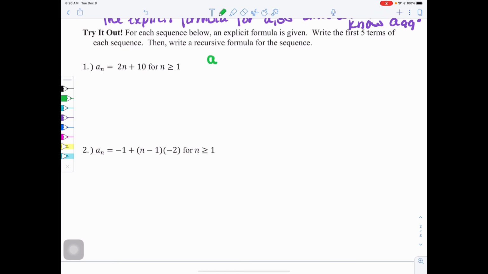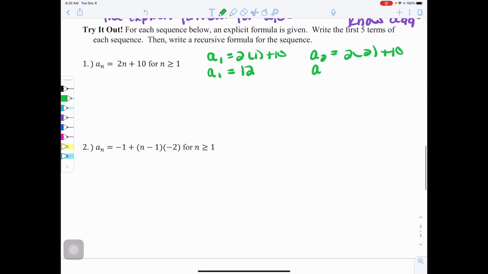So for number 1, a sub n equals 2n plus 10 for n is greater than or equal to 1. So if I wanted to know what a sub 1 is, I would put 1 in n spot, and I would see that a sub 1, 2 times 1 is 2 plus 10 is 12. A sub 2, I would put 2 in n spot, which means a sub 2 is 14. If I find a sub 3, I'm going to put 3 in n spot, which means a sub 3 is 16. So I have enough now to stop finding it that way and see that the first few terms are 12, 14, 16.